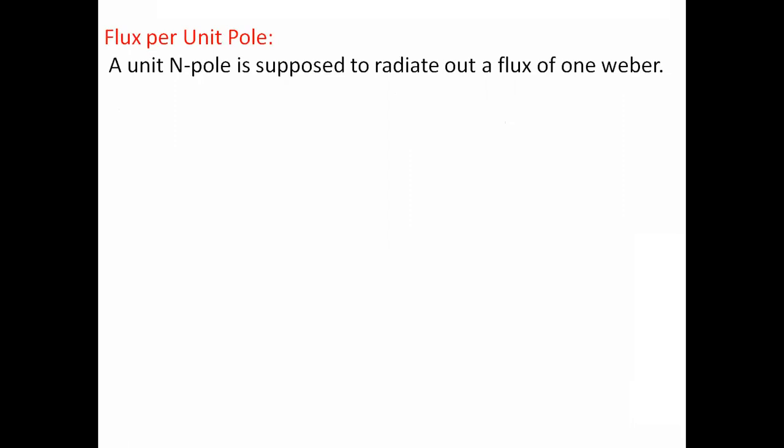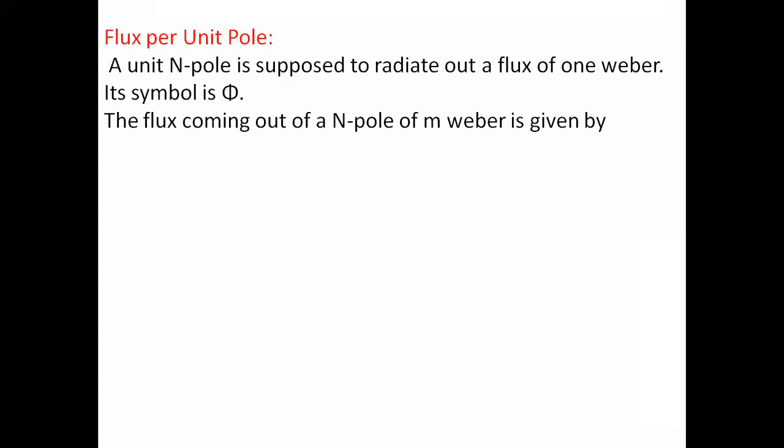Suppose we consider a magnet; every magnet has two poles, north pole and south pole, and the north pole produces flux. That flux has a value of 1 Weber, and its symbol is phi. So the flux coming out of a north pole of m Webers is given by phi equals m. So the flux coming from a north pole has a value of m, that is m Webers. Wb is the unit of flux.